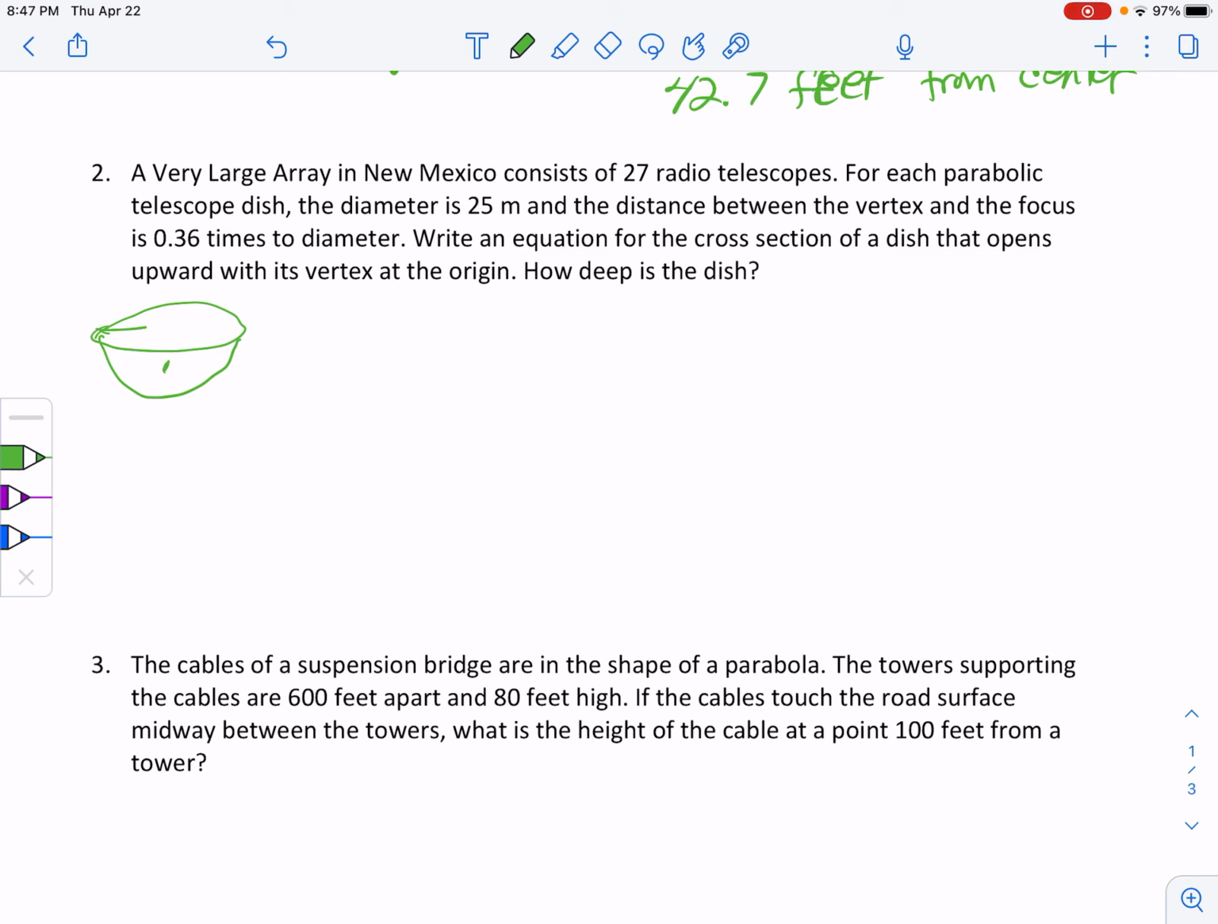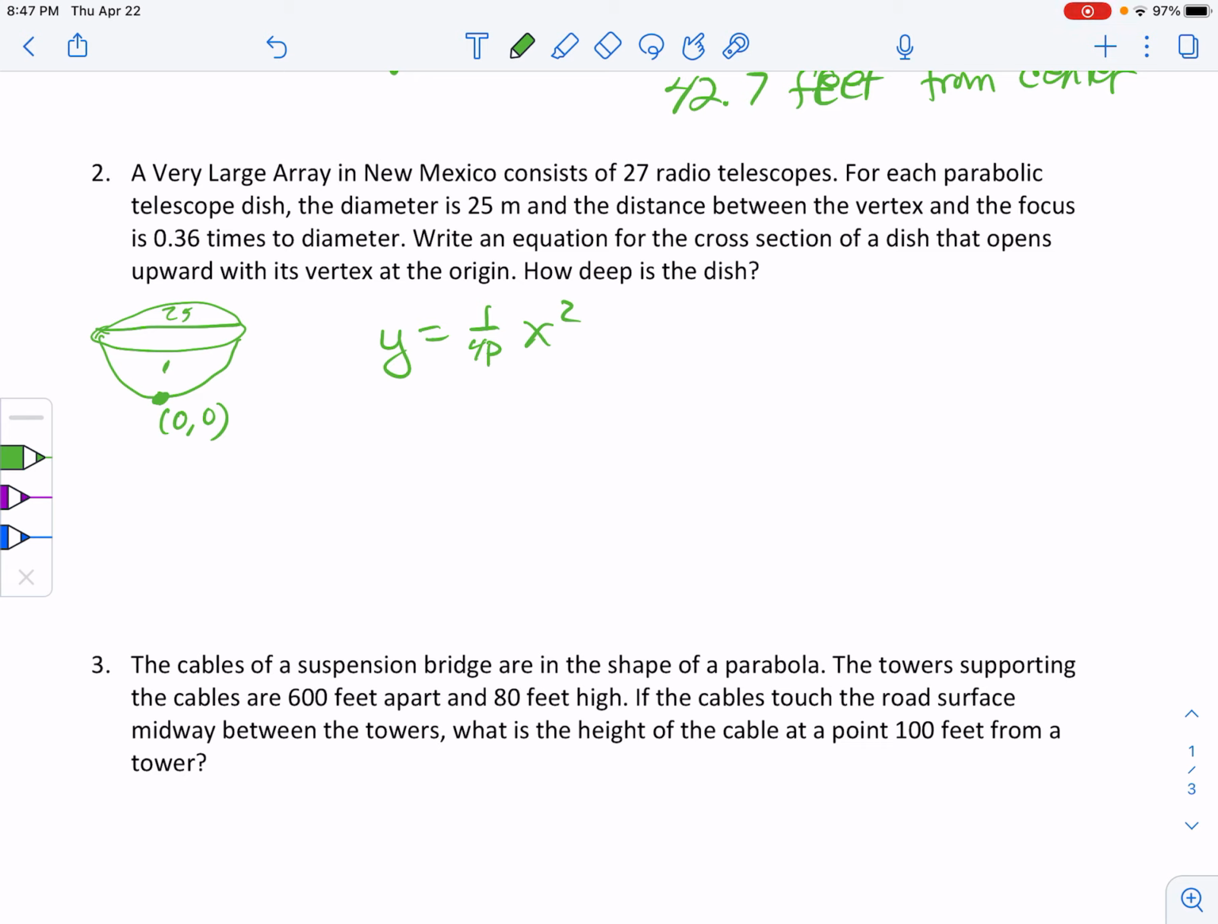All right, so they're telling me the diameter up here is 25, and they're telling me the distance between the vertex and the focus is 0.36 times the diameter. Write an equation for the cross-section of a dish which opens upward, and the vertex is at the origin. So that's 0, 0. If it's opening up, it's an x squared, and it's at the origin, so we don't need the h and k. And you have 1 over 4p.